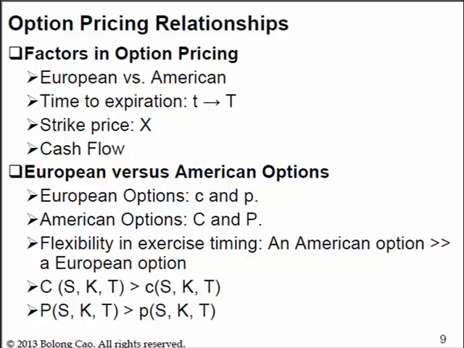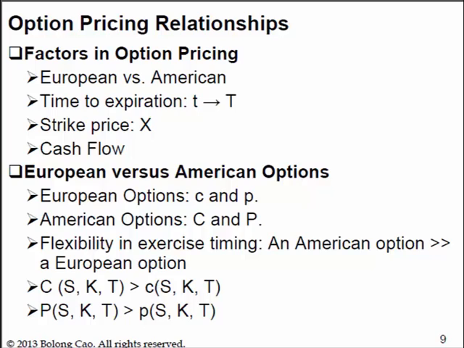So first, let's look at European versus American options. In what follows, we will use lowercase c and p for European options. For American options, we use capital C and capital P. This is just to make a difference, and this is the tradition in this literature.